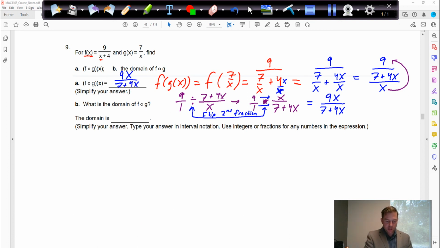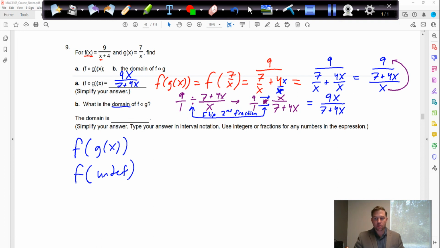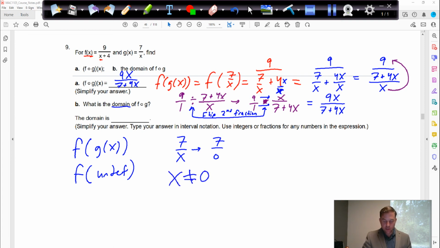But we also have to look at the domain. So the first thing we have to look at is g. So notice g of x, if we're plugging g of x into f of x, g of x cannot become undefined. Because if it becomes undefined, then I'm plugging an unknown into a function and it won't work. So we have to see, when is g of x undefined? Well, g of x is undefined when 7 over x becomes 7 over 0. And it's pretty easy to see, when will x be 0 in this case? Well, when x is 0. So we cannot allow x to be 0. If it is, g becomes undefined and you can't plug it into f of x.